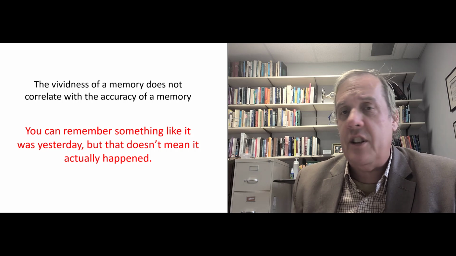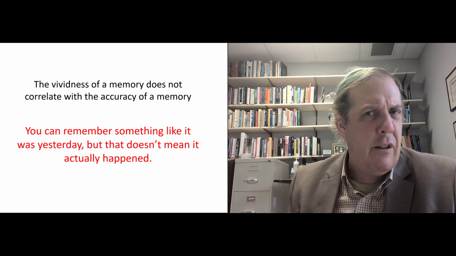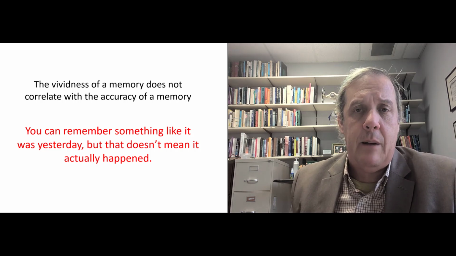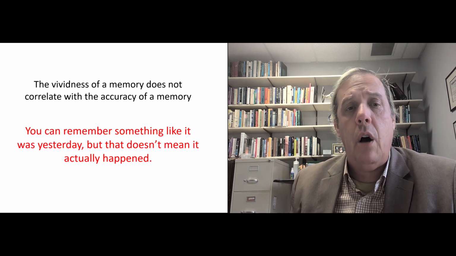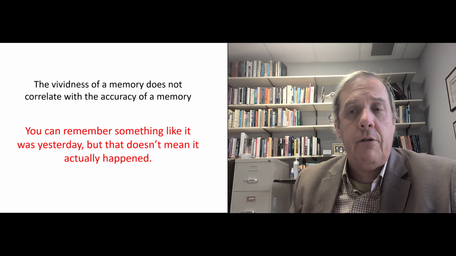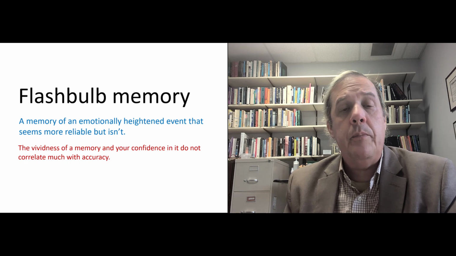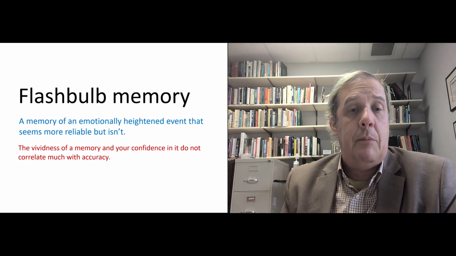There are vivid memories that didn't happen. There are vivid memories that did happen. There are not very vivid memories that didn't happen. There are not very vivid memories that did happen. Vividness is uncorrelated with accuracy. So it's in this context that Southworth and Sawyer talk about what they call flashbulb memory.